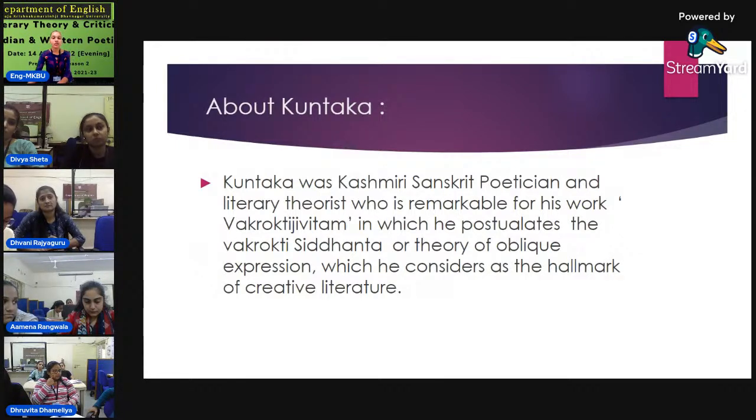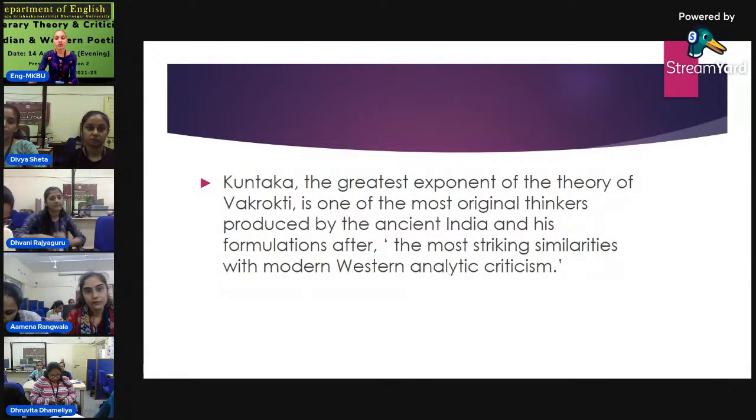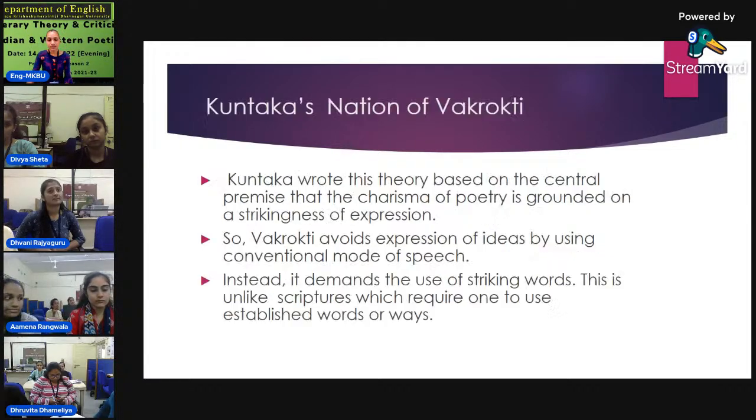About Kuntaka. Kuntaka was a Kashmiri Sanskrit poetician and literary theorist who is remarkable for his work Vakrokti Jeevitam, in which he postulated the Vakrokti Siddhanta, or theory of oblique expression, which he considers the hallmark of creative literature. Kuntaka, the greatest exponent of the theory of Vakrokti, is one of the most original thinkers produced by ancient India, and his formulations show the most striking similarities with modern Western and analytic criticism.